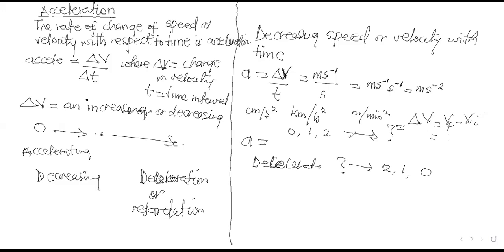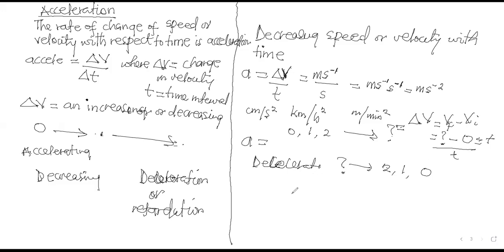Okay, now look at our final value. In the example I stated, our final value is the question mark, the higher value, minus the initial velocity, which is 0. So when we divide this by time, the numerator will be positive because we are subtracting 0 from a higher value. So positive divided by positive is always positive.